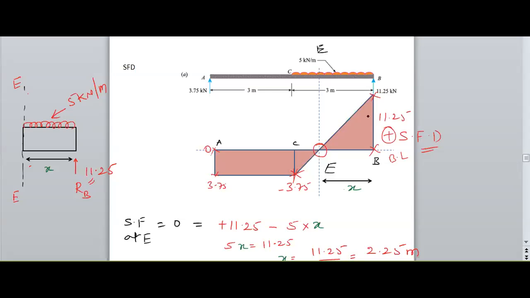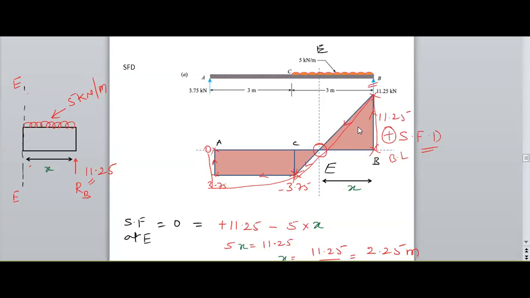Now join all these points. So a vertical line exists wherever the point load is existing. So I am getting this type of a graph.